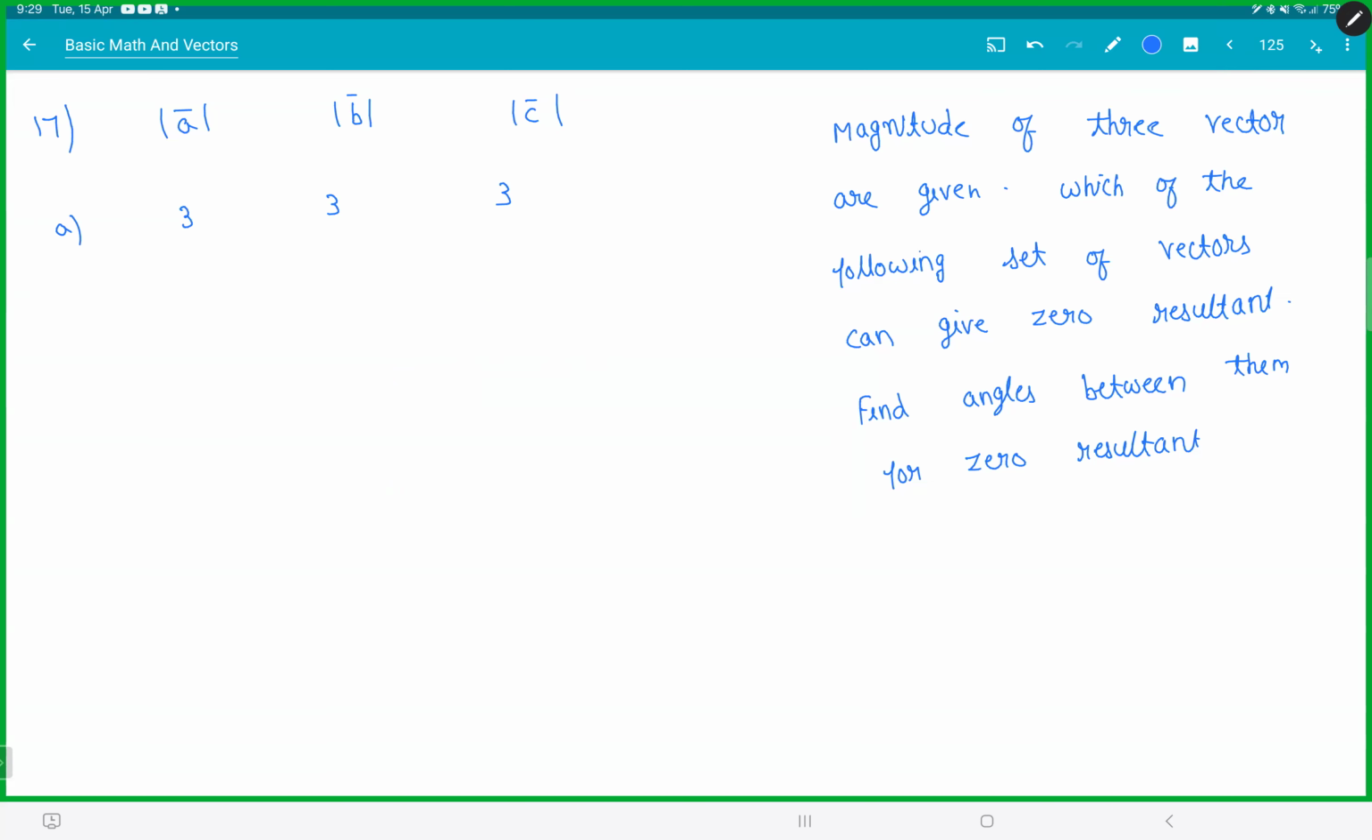I'll show you this one. Listen. So 3, 3, 3. How do we do that? So one thing is clear here. They should form an equilateral triangle. Isn't it? The three sides will form an equilateral triangle. So what is the angle between the vectors? Don't say 60. You have to put them tail to tail. The angles between them is 120, 120, and 120. You're getting it? So the answer for this question is yes, it can form a zero resultant, and the angle between them is 120, 120, and 120. Understood what I'm asking?